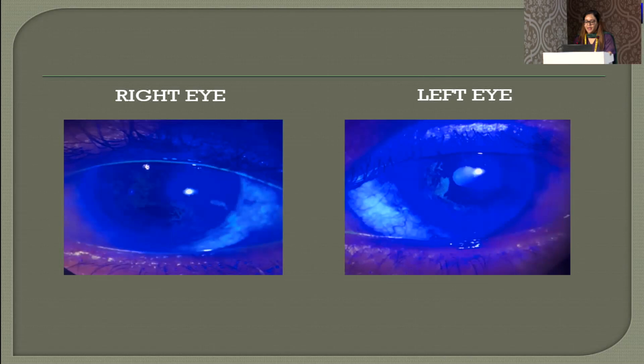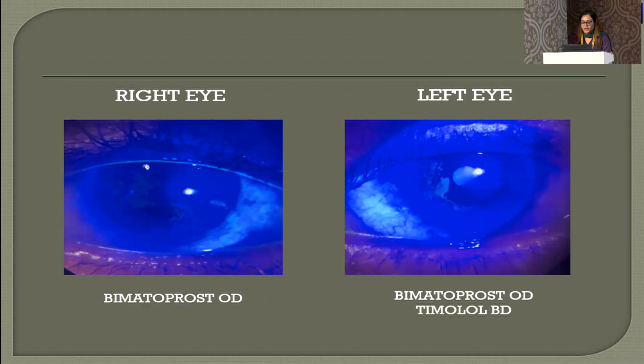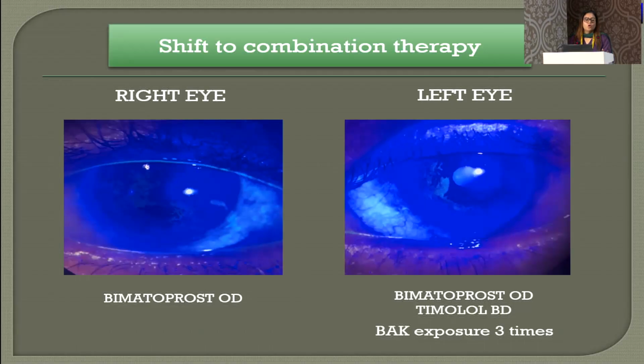So here I had a patient whose both eyes showed ocular surface changes, as you can see on the fluorescein staining pattern, but the left eye had more of the changes. Why? Probably because the right eye is on a single drug, single dose. The left eye is on 2 drugs, 3 doses, which means BAK exposure 3 times. And what I did here was I switched to combination therapy in the left eye.